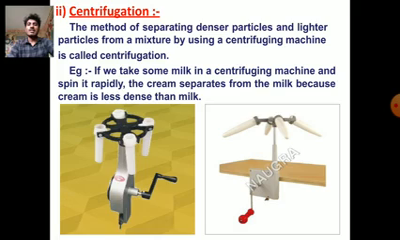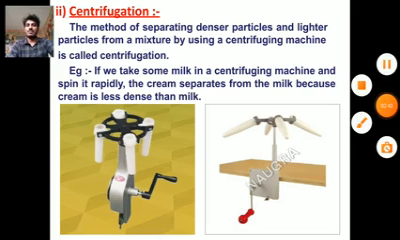Next one is the centrifugation method. The method of separating denser particles and lighter particles from a mixture by using a centrifuge machine is called the centrifugation method. For example, if we take some milk in a centrifuge machine and spin it rapidly, the cream separates from the milk because the cream is less dense than the milk.